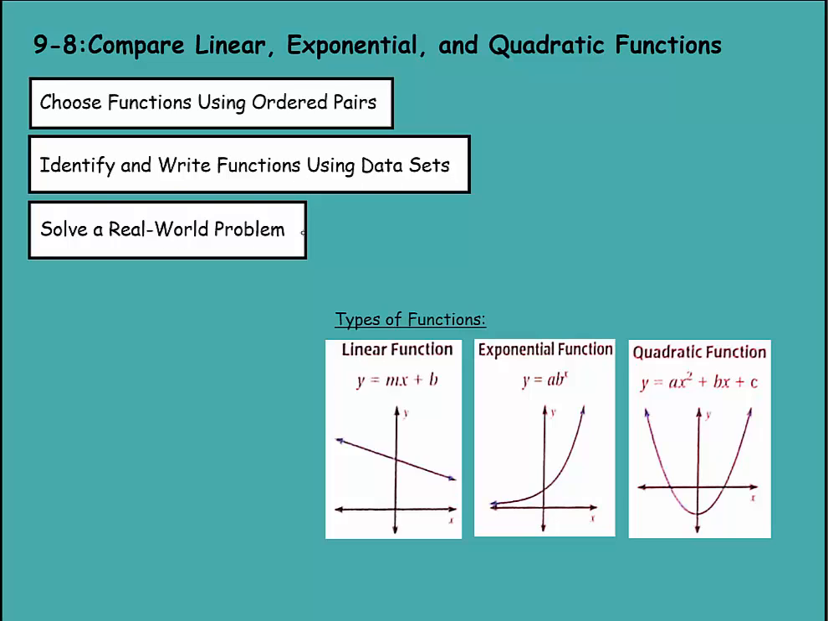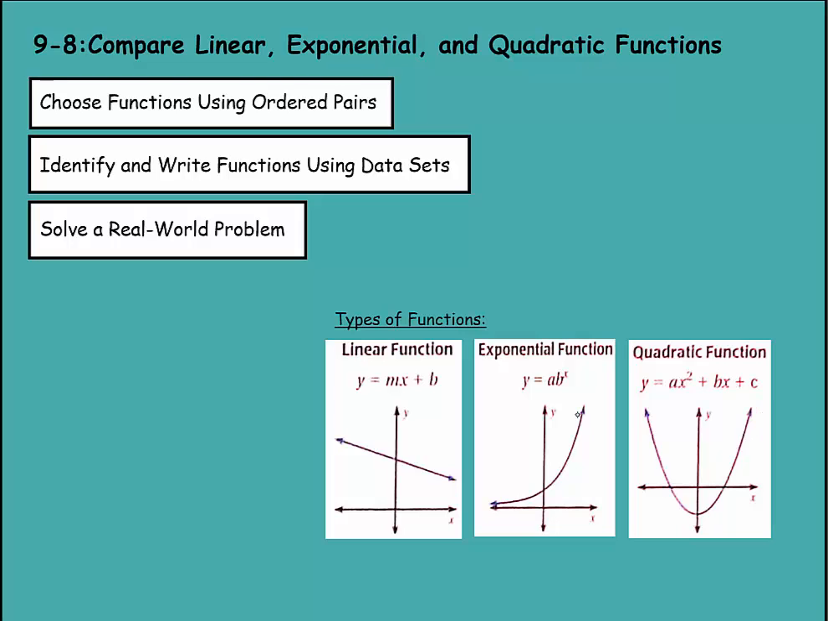So far this year, we've worked with three different types of functions. We have the linear function, which is y equals mx plus b, which forms a line with a downward slope or an upward slope. We have exponential functions, such as an exponential growth function here, or maybe an exponential decay, and that's in the form of y equals a times b to the x power. Then we've had quadratic functions, which are y equals ax squared plus bx plus c, which make a parabola.